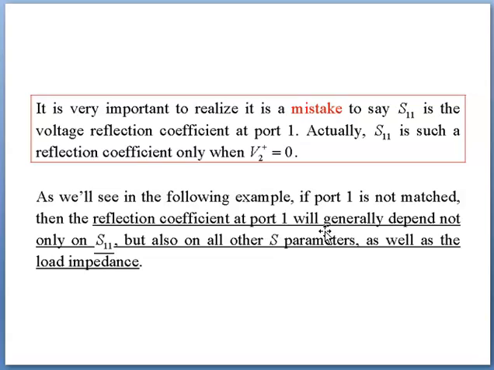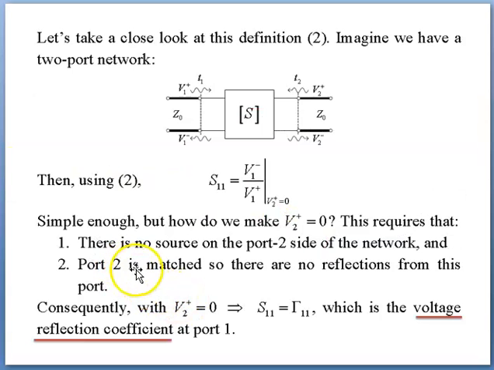So S11 is actually a reflection coefficient only when V2 plus is equal to 0. It has to fulfill the two criteria that we have said earlier: port 2 is very well matched, so there are no reflections from this port, or there is no source on the port 2 side of the network at all.